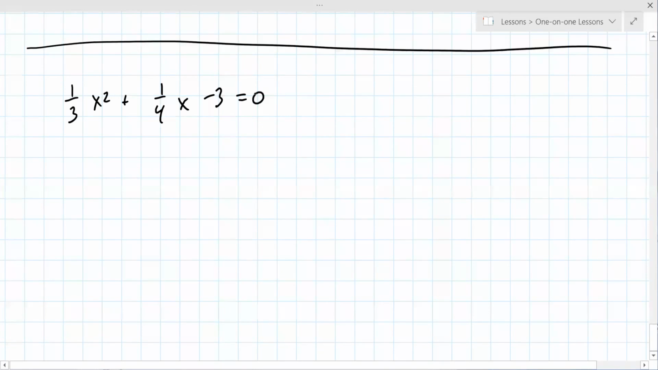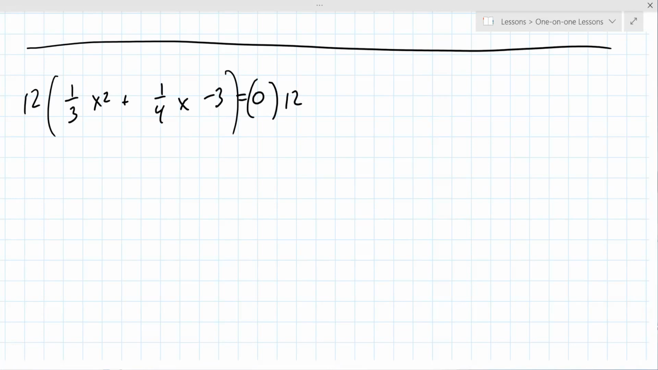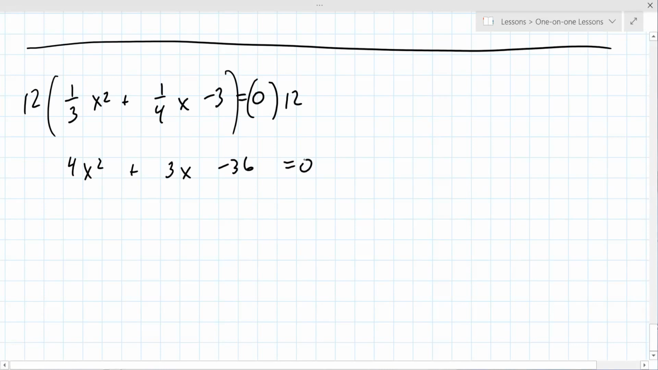So you can multiply everything in here by a number that gets rid of the fraction. Oh, I can? Yes, like 12. Oh, 12 works perfectly. I didn't think about that. It works more effectively, though. It's better. Yeah, so this becomes 4x squared plus 3x minus 36 equals 0. And I can use the quadratic formula and simplify it out, right?